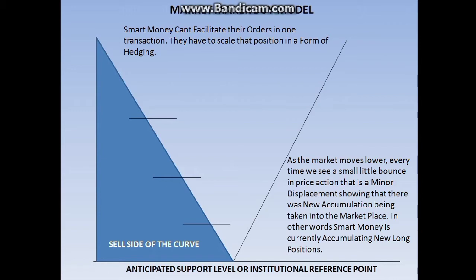Okay, so the process by which they accumulate longs even as price is declining is known as hedging the market. Okay, so that's smart money hedging the market, right? They accumulate positions even though the trade is currently bearish, they are actively buying.